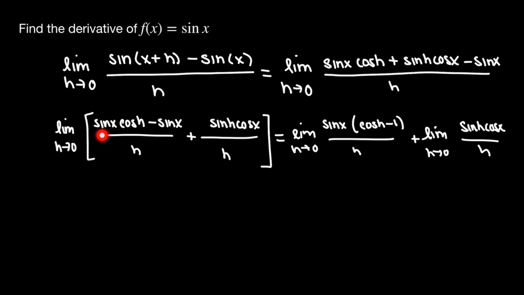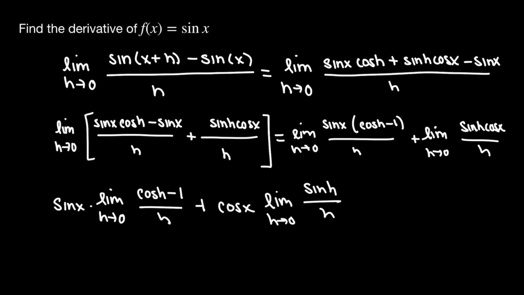In that first fraction, where we've got sin x cos h minus sin x in the numerator, I've got a common factor of sin x. So I'm going to factor sin x out of the numerator in that first fraction, and I'm left with (cos h minus 1) over h. And we can find the limit of this as h goes to 0. And then we're also going to find the limit as h goes to 0 of sin h cos x over h.